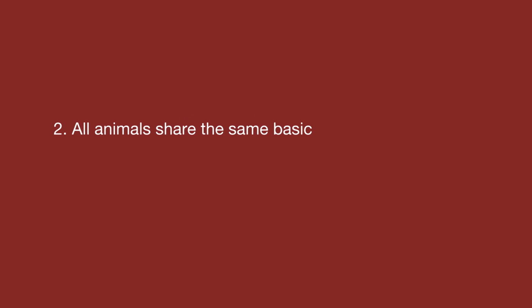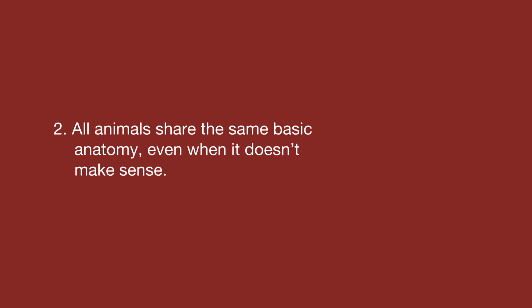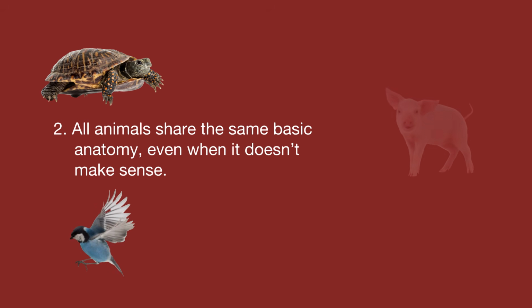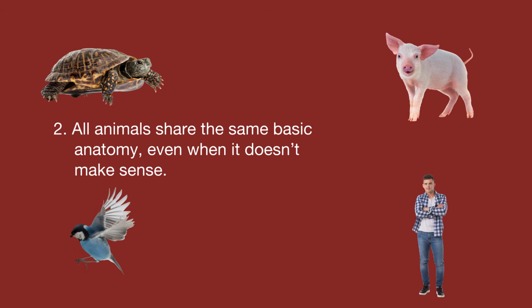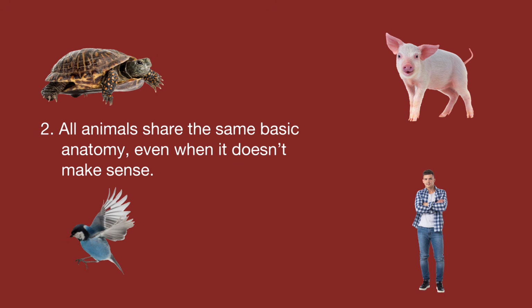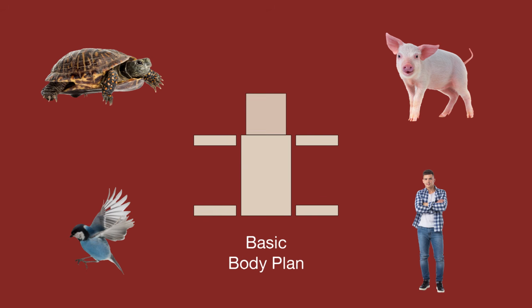Okay, reason number 2. All animals share the same basic anatomy, even when it doesn't make sense. To put it another way, whether we're talking about reptile species, bird species, mammal species, or even humans, while each species may look very different, each one is actually just a variation on the same basic body plan. One that has 4 limbs and a head, with 2 ears, 2 eyes, 2 nostrils, and just 1 mouth. This indicates that all animals evolved from just one original species, and then went in different directions from there.